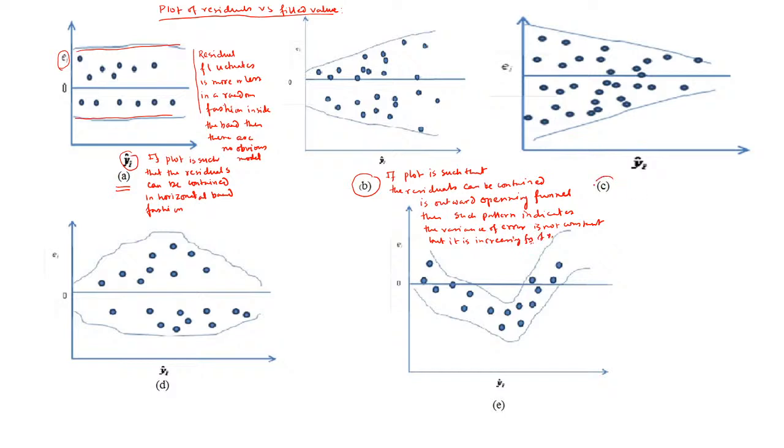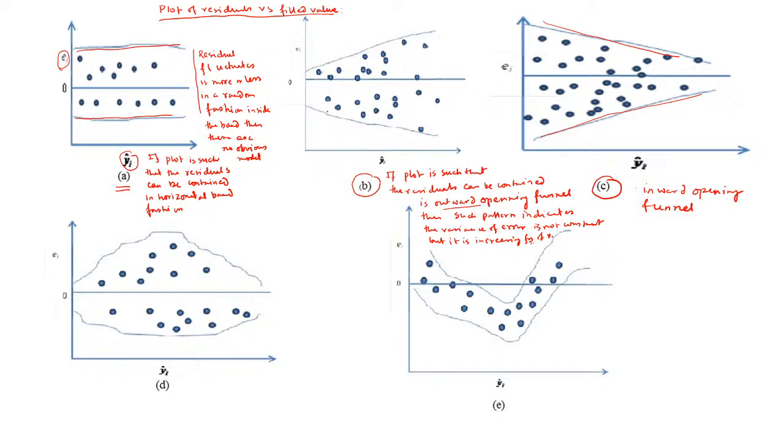And here in figure C, you see that if the plot is such that the residuals can be contained in an inward opening funnel, then such a pattern indicates that the variance of errors is not constant, but it is a decreasing function of y.